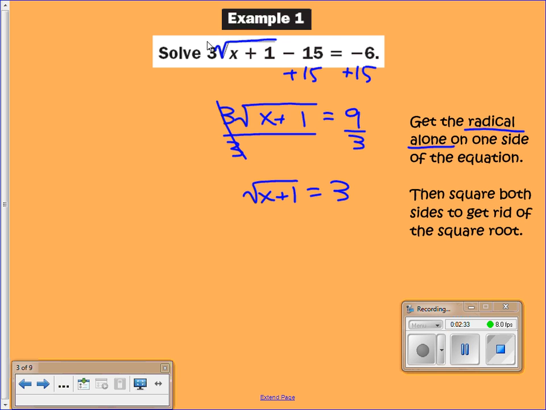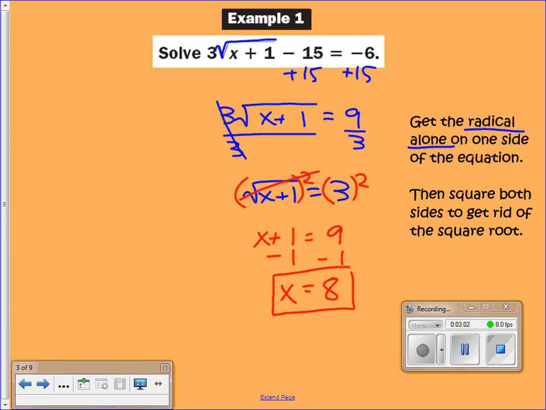Woohoo! Okay, now this is where the fun begins. I need to get rid of that radical, and the only way to make that go away is to square this side. That makes this go away, and I'm left with x plus 1. But if I square that side, I have to square this side, and so now it equals 9. 3 squared equals 9. I can solve this by subtracting 1, and x is supposed to equal 8. Woohoo! You solved it.